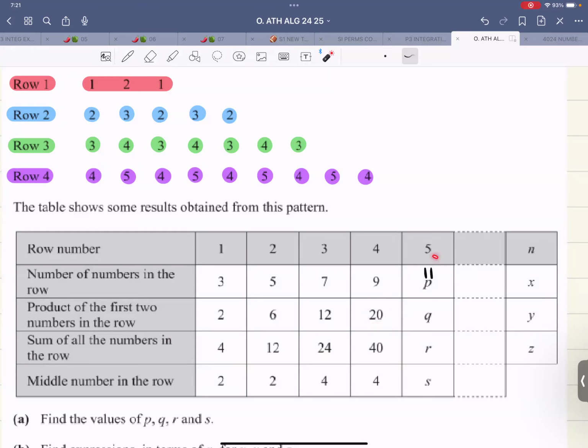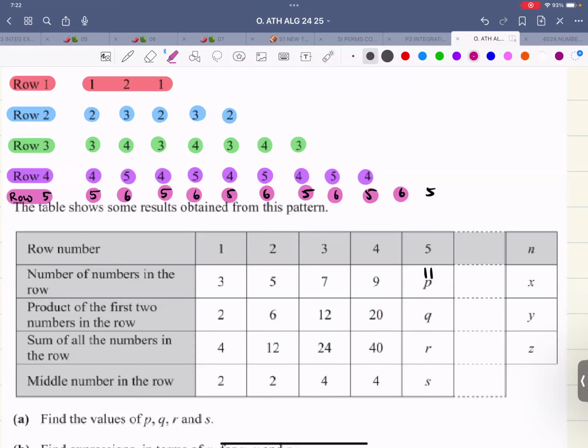That means for row number 5, let me write it myself. So row number 5, that would be 5, 6, 5, 6, 5, 6, 5, 6, 5, 6, 5. That's how it will go. So that is row number 5. Two more. That is the pattern. And over here, the product is 5 and 6, that is 30.